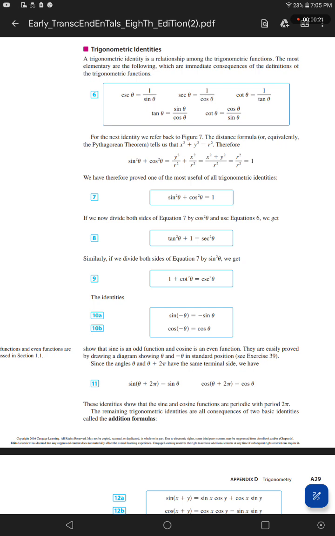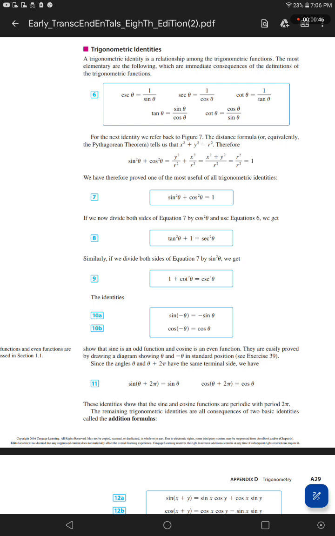Equation 6: cosecant theta equals 1 over sine theta. Secant theta is 1 over cosine theta. Cotangent theta is 1 over tangent theta. Tangent theta is sine theta over cosine theta. Cotangent theta is cosine theta over sine theta.